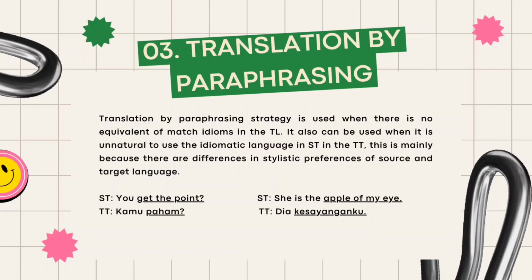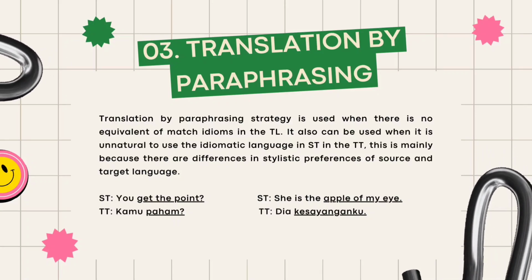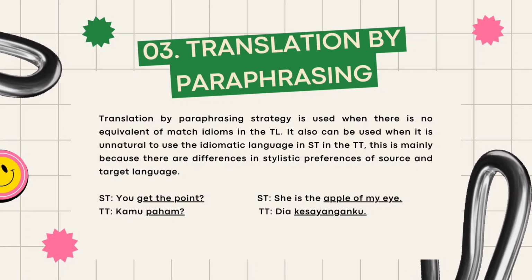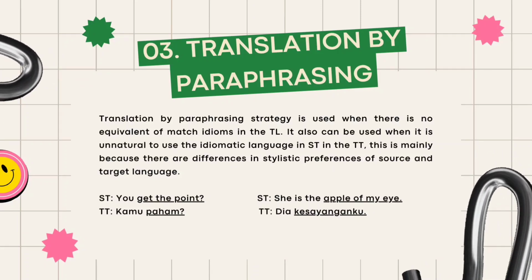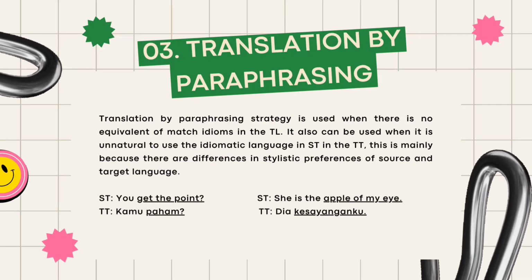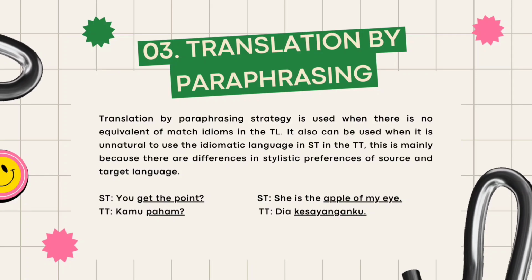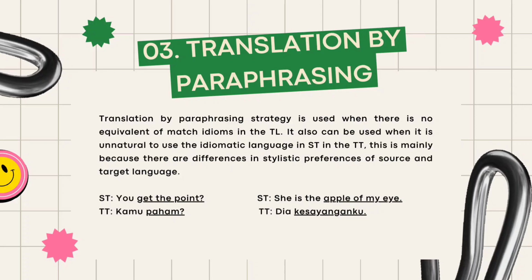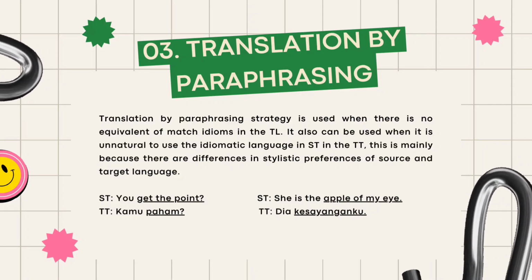The strategy number 3 is translation by paraphrasing. This strategy is used when there is no equivalent or matching idiom in the target language. It can also be used when it is unnatural to use the idiomatic language of the source text in the target text, mainly because there are differences in the stylistic preferences of the source and target languages. It means using non-idiomatic language in the target language to explain the meaning of the idiom rather than finding an equivalent translation.